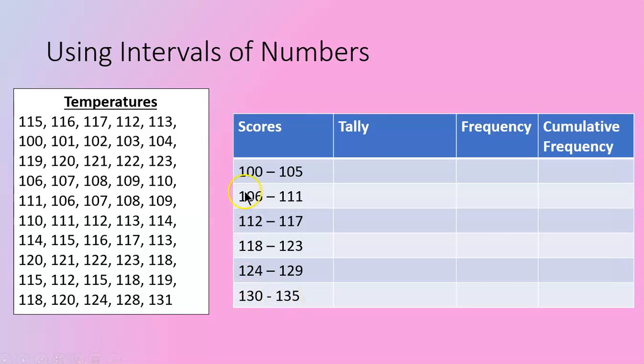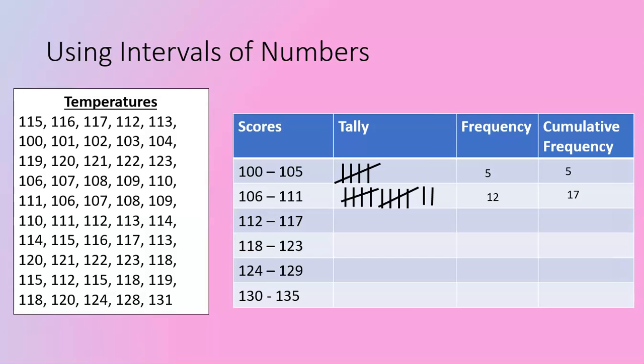So in each category or each interval, I have 6 intervals, okay? So from 100 to 105, I have 5. I can't count. Boy, I'm tired. And my cumulative frequency is the same as my frequency for the first one. Now I've got 5, 10, 12. My frequency is 12. My cumulative frequency is 17. Okay?